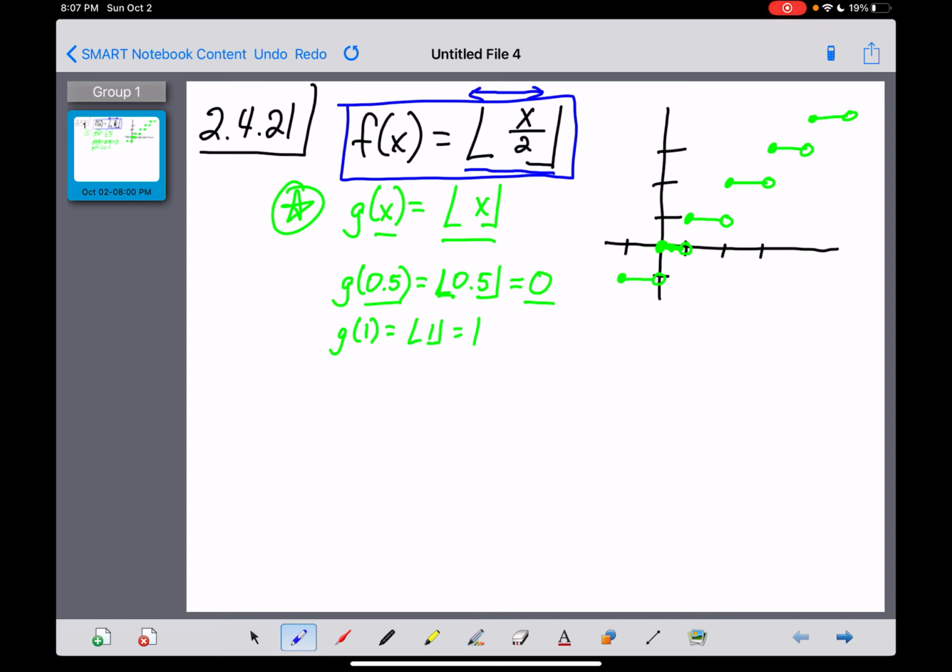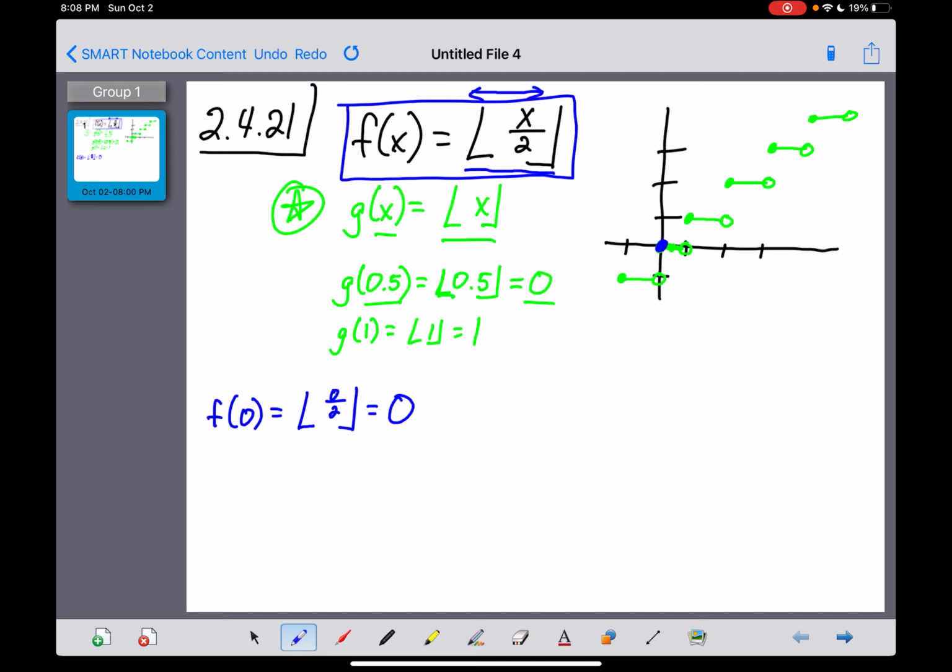So let's think about a couple of values. If we were going to do f of 0, that now becomes the greatest integer not greater than 0 divided by 2, which is just 0, and the greatest integer not greater than 0 is 0.